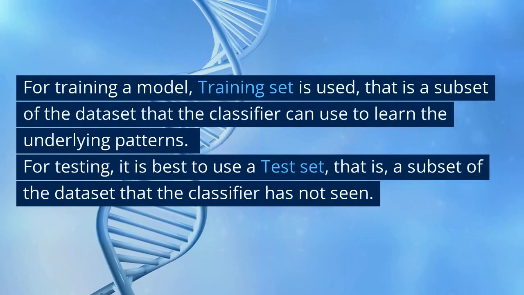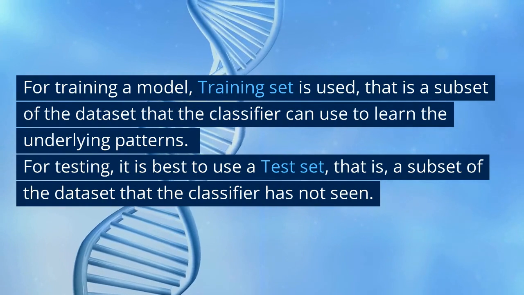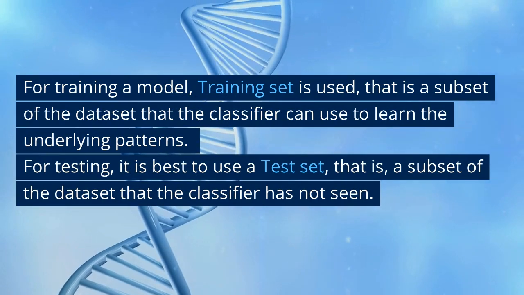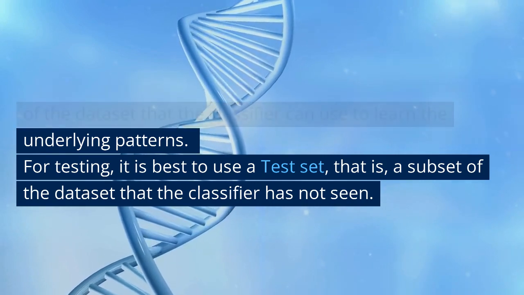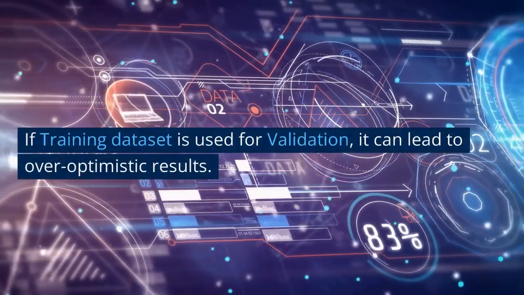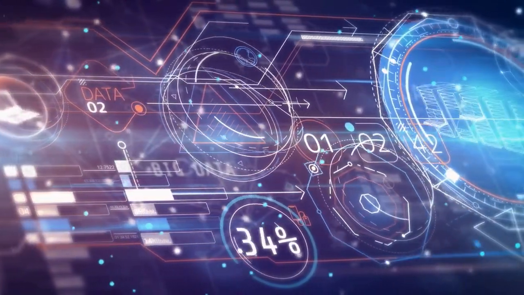For training a model, a training set is used. That is, a subset of the data set that the classifier can use to learn the underlying patterns. For testing, it is best to use a test set. That is, a subset of the data set that the classifier has not seen. If the training set is used for validation, it can lead to over-optimistic results.